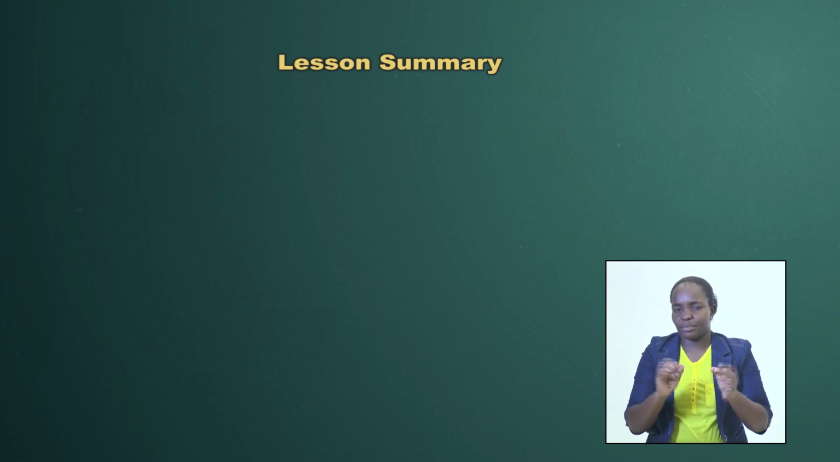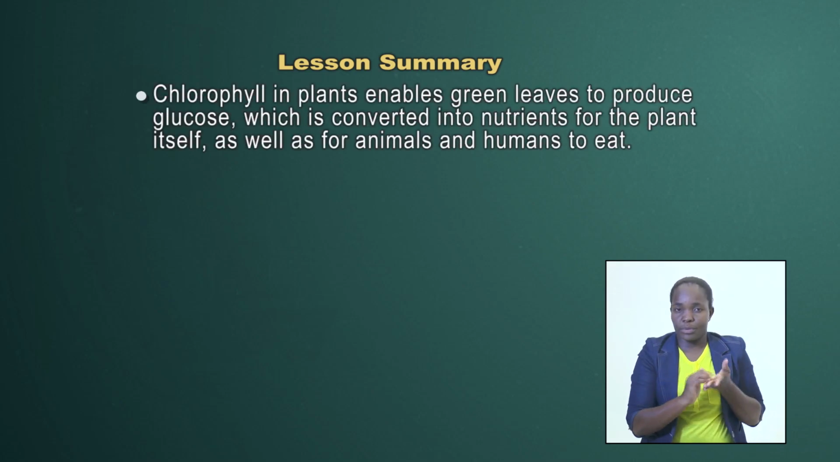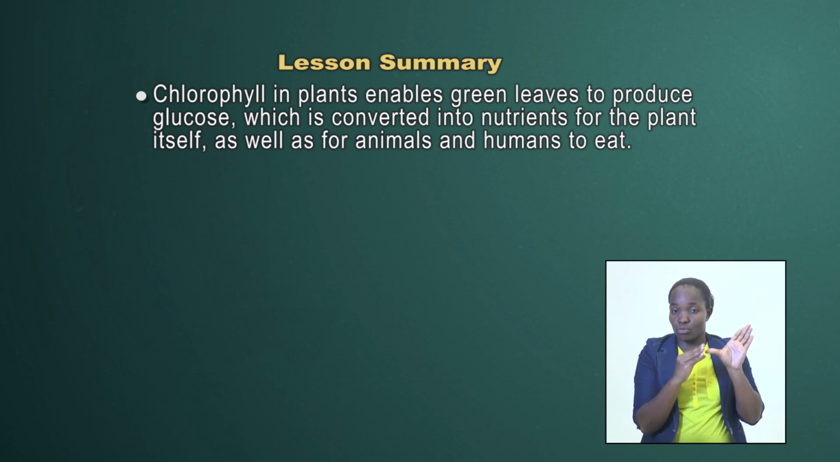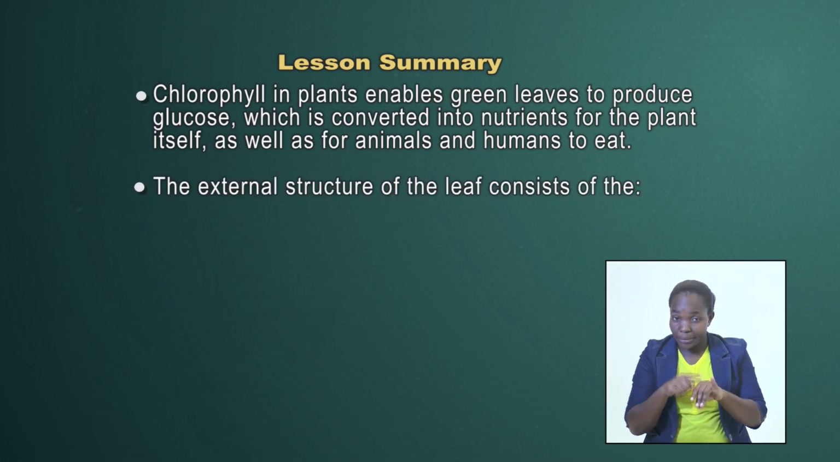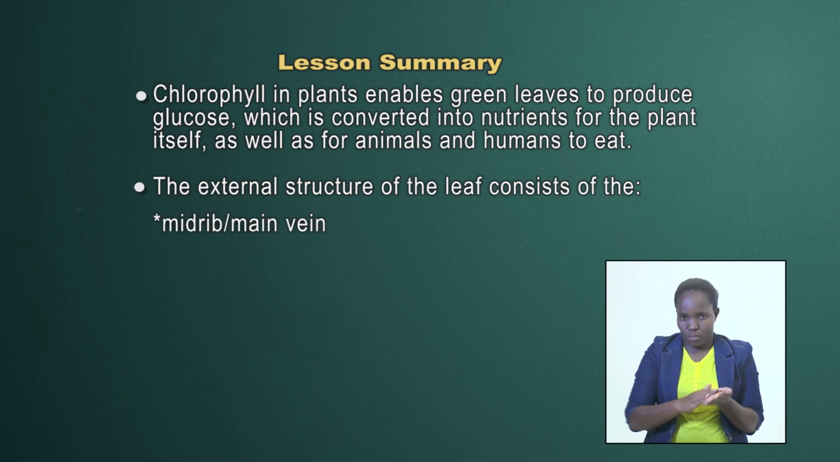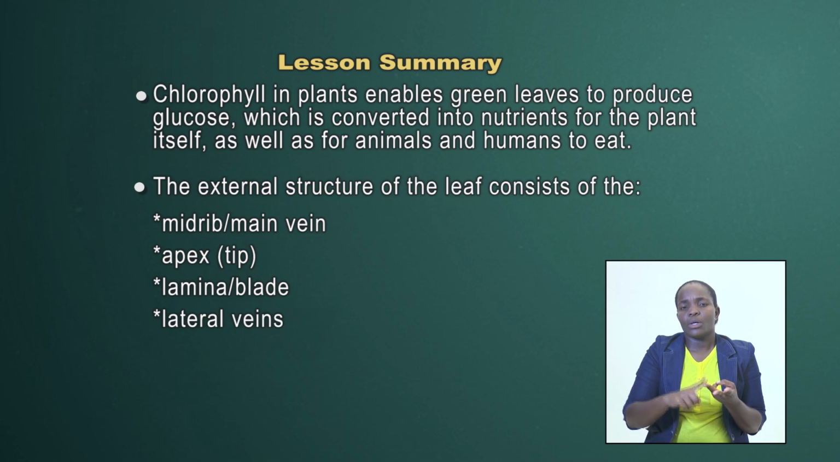Let's recap what we have learned about leaf structures in this lesson today. Chlorophyll in plants enables green leaves to produce glucose, which is converted into nutrients for the plant itself, as well as for the animals and humans to eat. The external structures of the leaf consist of the midrib or main vein, the apex or tip, the lamina or blade, lateral veins, the edge or margin.